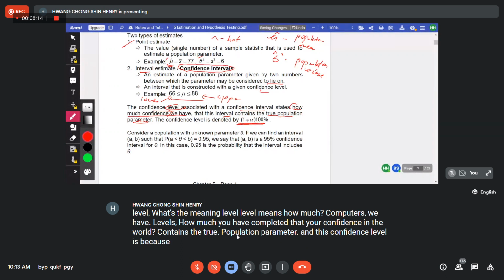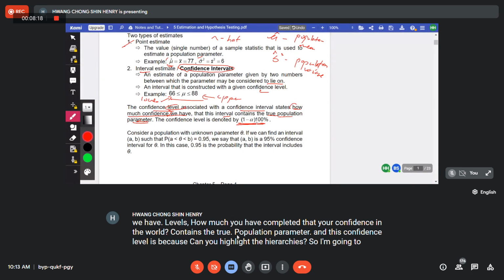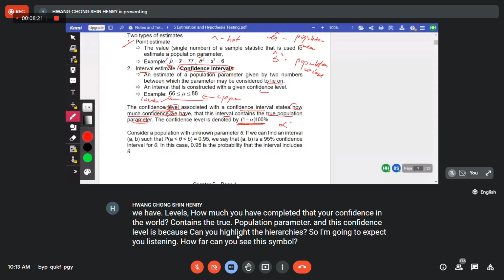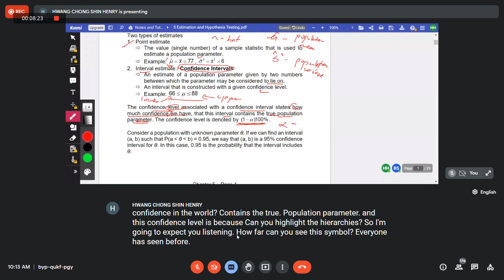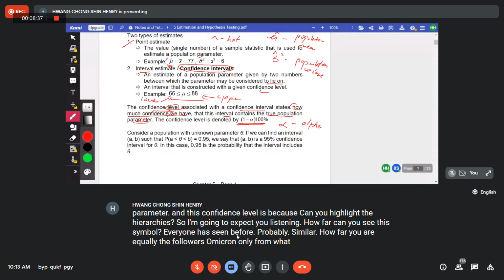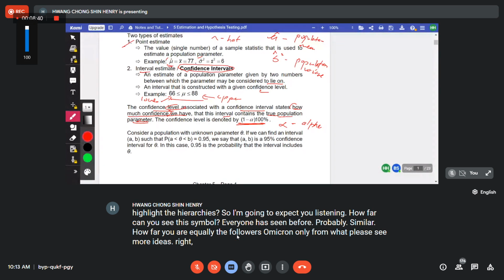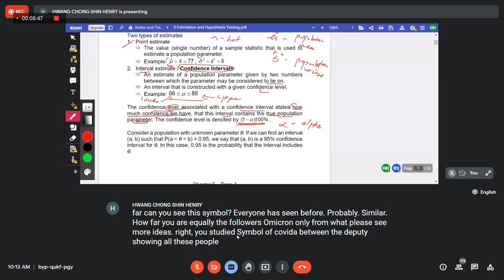Can you take the highlighter? Highlight this. So I'm going to explain to you the meaning of alpha. Can you see this symbol? Has anyone seen this symbol before? How do you call this? Alpha. It's a Greek symbol. Alpha, mu, beta, including delta, omicron, all this for what? Greek symbols, right? Do you know that? You studied the symbols of COVID. Actually, the WHO named all these based on mathematical symbols.